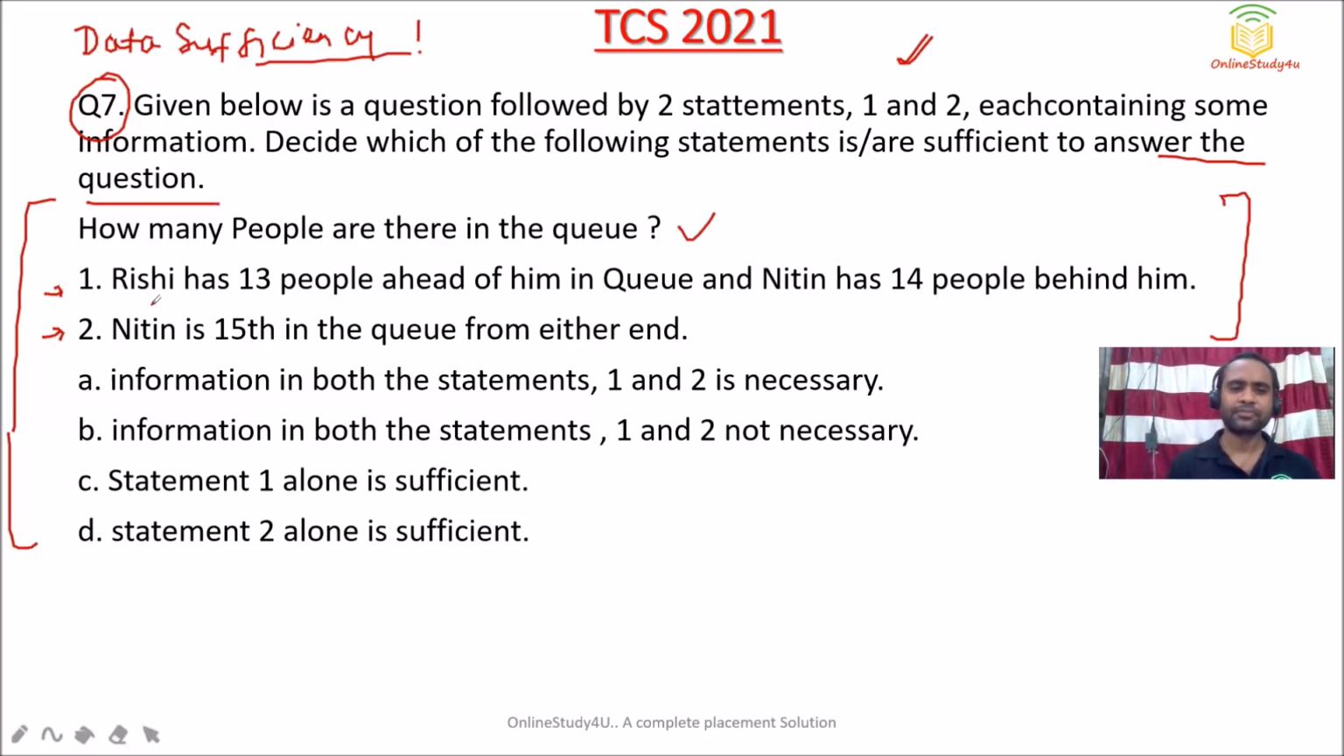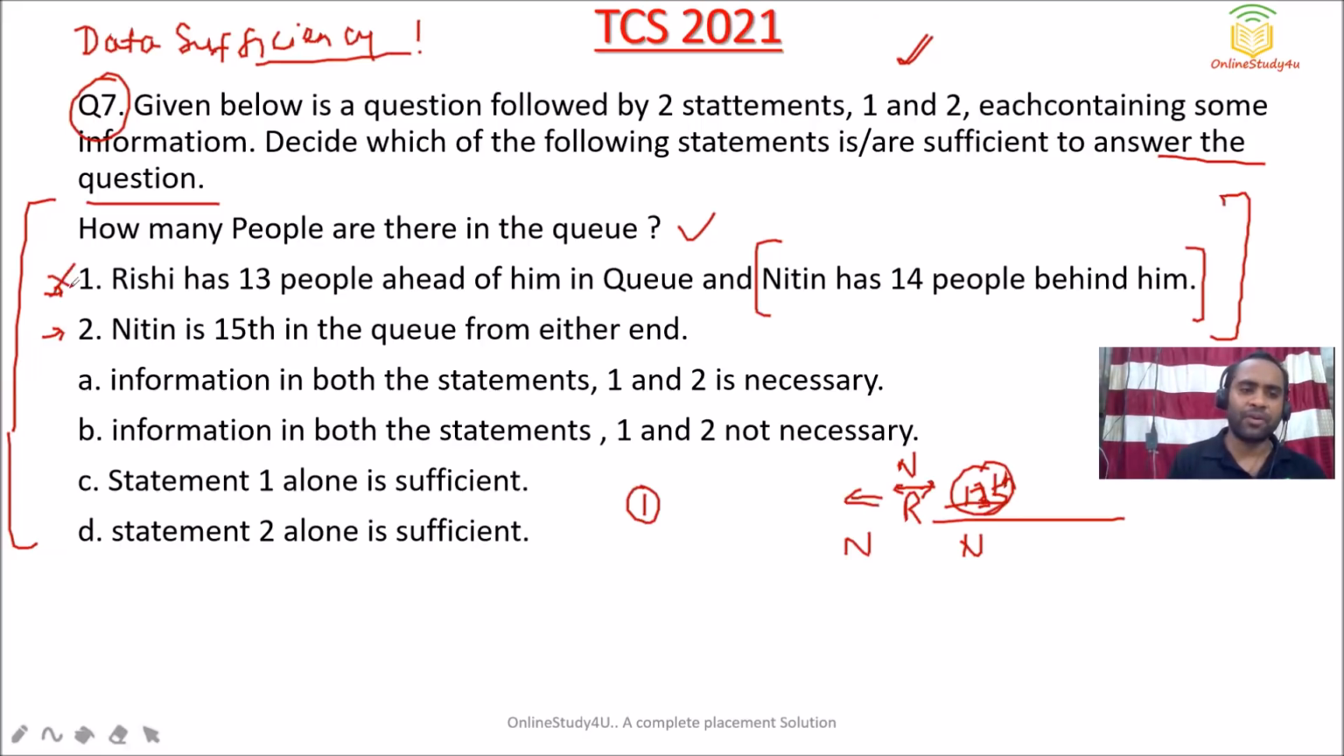Okay, now let us take statement 1. So statement 1: Rishi has 13 people ahead of him in the queue. Then, Nitin has 14 people behind him. Where is Nitin? We don't know where Nitin is. So I mean, just before or just after or some 2 places away or some 2 places ahead, we don't know. So when we don't know where Nitin is placed, we also cannot tell how many people are there in this row.